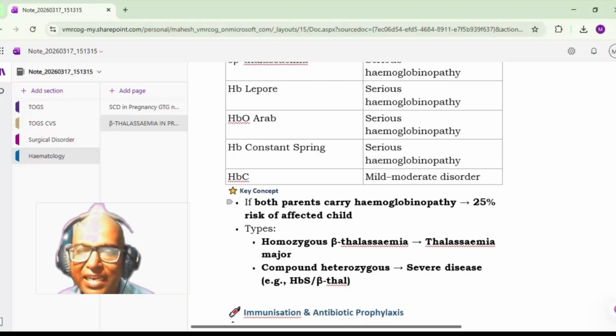If both parents carry a hemoglobinopathy, that means both parents are carriers, then there is a 25% risk of an affected child. There can be homozygous beta thalassemia, that is thalassemia major, or there can be compound heterozygous, which is a severe disease, HbS or beta thal, depending upon the partner status.